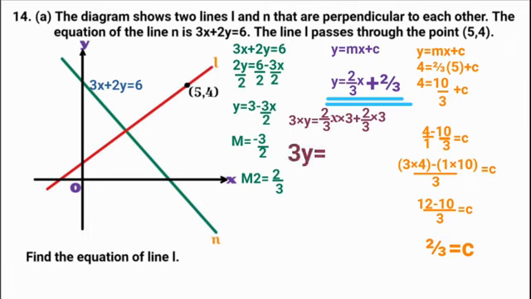3 times y will give us 3y, which will be equal to, then we come here, where we have 2 over 3x multiplied by 3. So the 3 down here will be cancelled out, and the 3 on top will be cancelled out. So what are we remaining with? We're remaining with 2x. So we're going to write 2x. Then we come to the last term, which is 2 over 3 multiplied by 3. The 3 down will be cancelled out, and the 3 on top will be cancelled out, leaving us with only 2. So it's going to be plus 2.